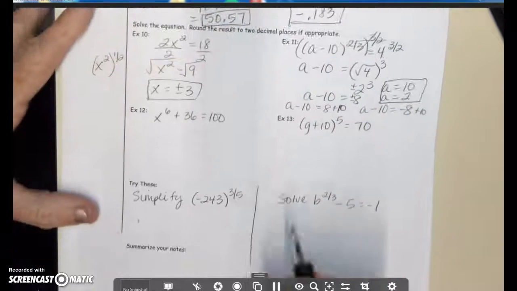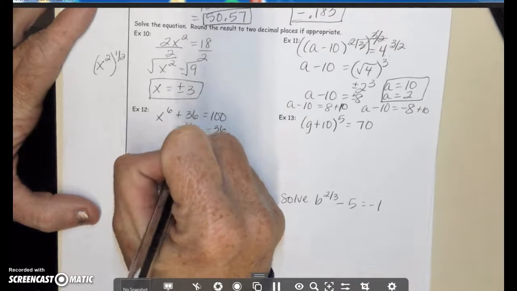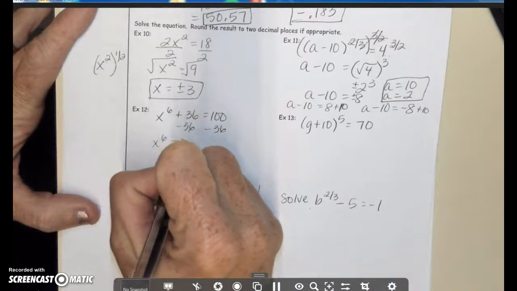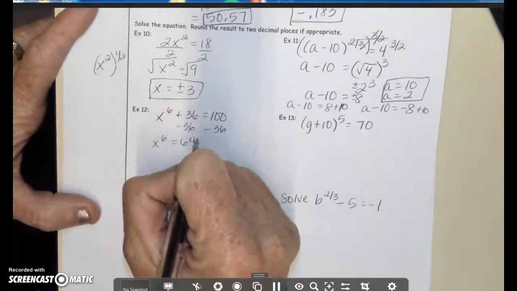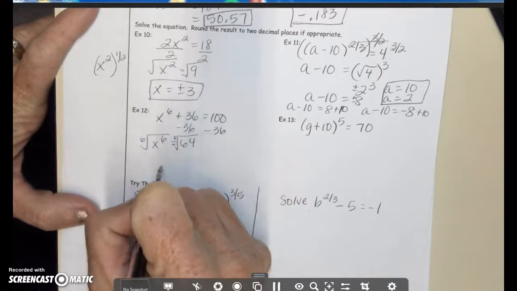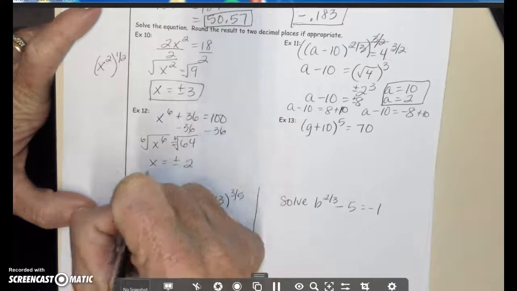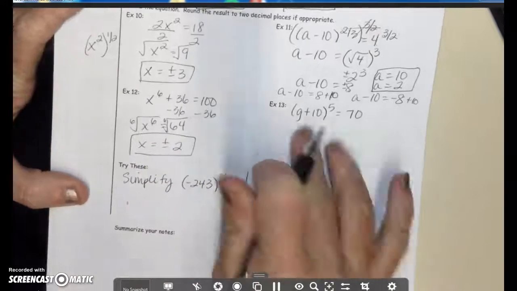Okay? Let's go down here. I'm going to subtract 36 from both sides. So I'll get x to the 6th equals 64, which means I need to find a 6th root of 64. Go back in your memory a minute ago, we already did that. And the 6th root of 64 is plus or minus 2.